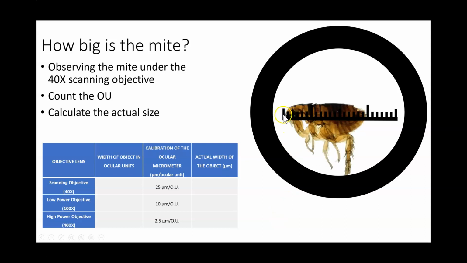Okay, so I'm going to estimate here's 1 to 5, 5 to 10, and 10 to 15. So to me, it's about 15 ocular units across. Oh, good, I put 15 in. Great. So we know it's 15, and at the scanning objective magnification, we know that each ocular unit is 25 microns across. So now you need to do that calculation to determine how long the dust mite or the flea's body is. And then write that number down because it will be in the quiz.